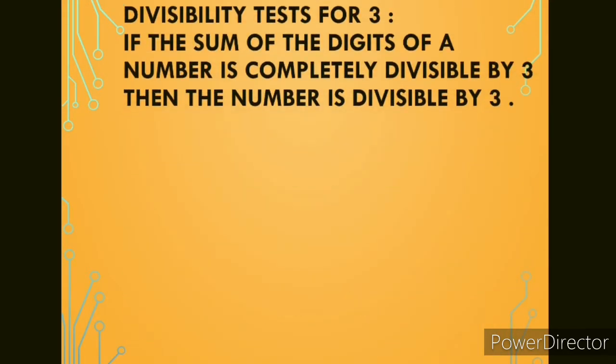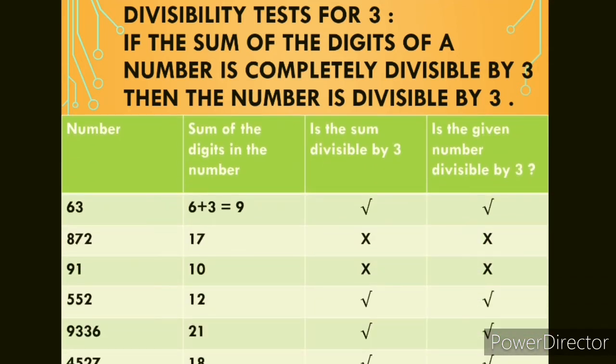Now divisibility by 3. If the sum of the digits of a number is completely divisible by 3, then the number is divisible by 3. Let's see how it is. Here we have one table with some numbers: 63, 872, 91, 552, 9336, 4527.